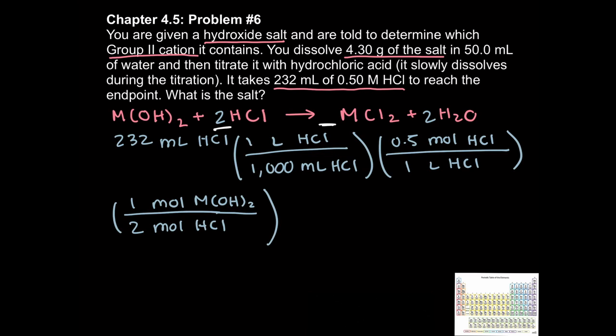Through multiplication, we see that the units cancel out. We have milliliters of HCl with milliliters of HCl, liters of HCl with liters of HCl, and moles of HCl with moles of HCl, which leaves us with our moles of our unknown, which should be 0.058 moles of our unknown.